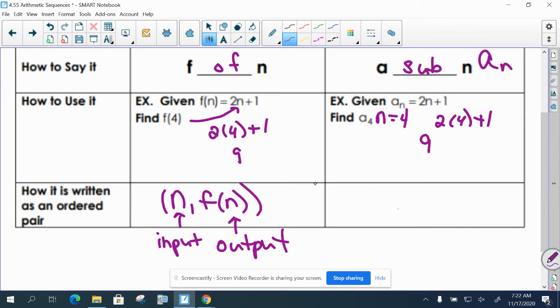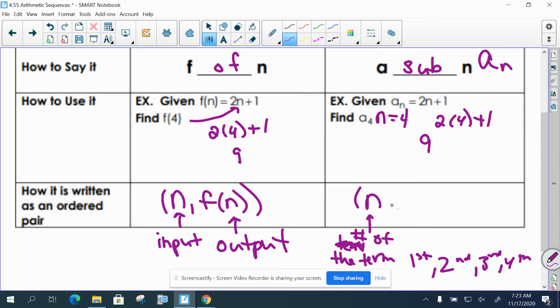For this notation, the n represents the term or the number of the term, like first, second, third, fourth, and then the a sub n represents what the actual term is.